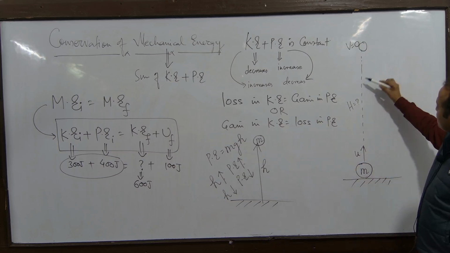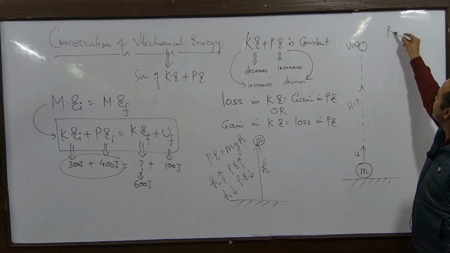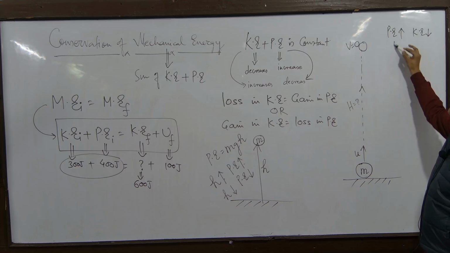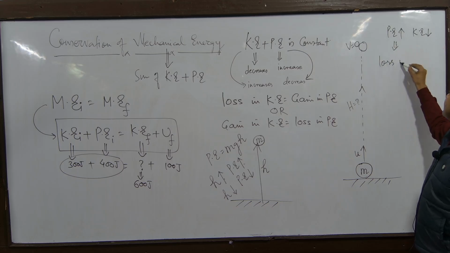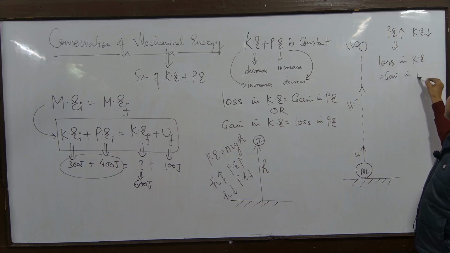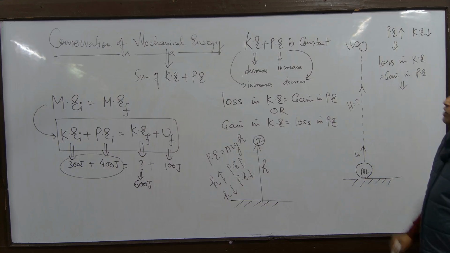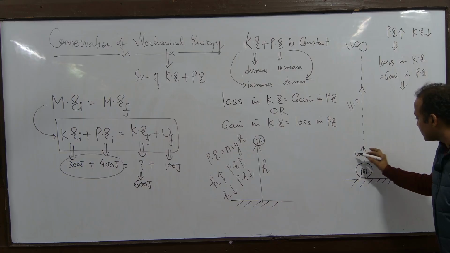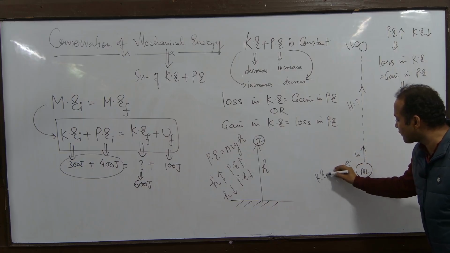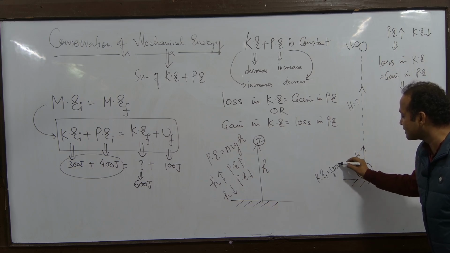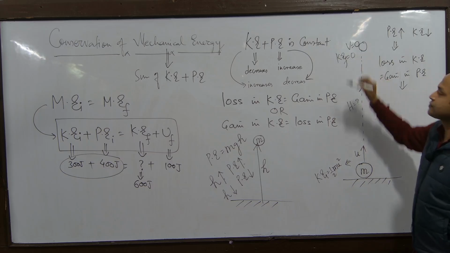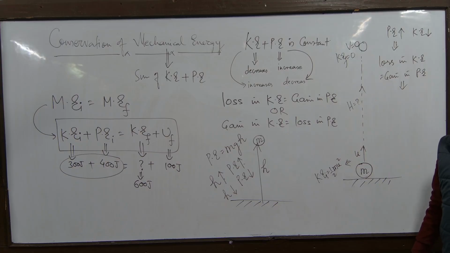During this process, potential energy increases, kinetic energy decreases. So, loss in kinetic energy equal to gain in potential energy. You write it down. What is loss? Initial kinetic energy is half mu square. And final kinetic energy is 0. So what is loss?